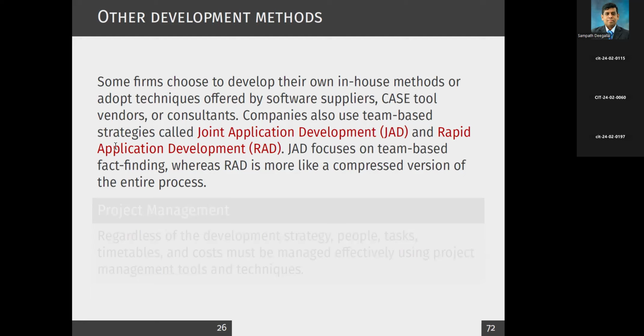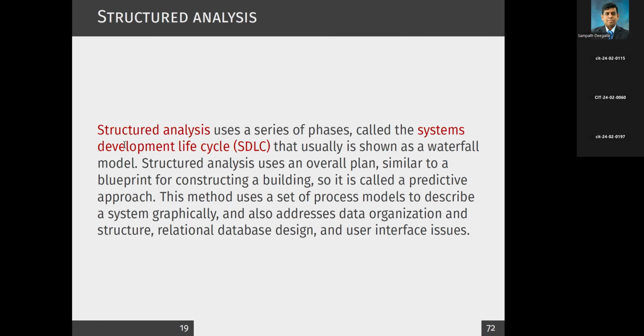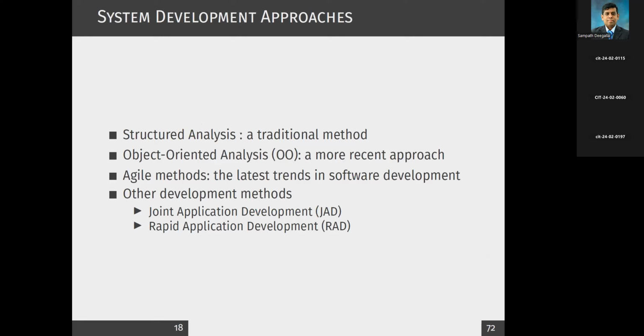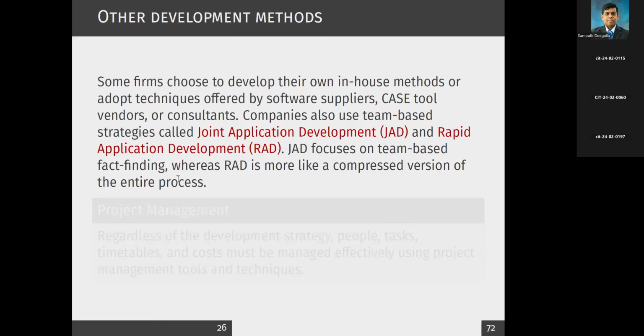Right. So we have discussed the three main phases. I want you to have a look and read more on these three techniques. But there are many more. We'll list some of them here, like joint application development and rapid application development. Joint application development is team-based fact-finding. Rapid application development is a compressed version of the entire process, which means you focus on rapid development of software.